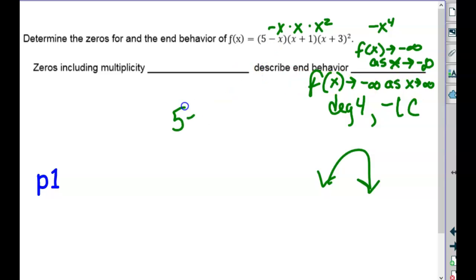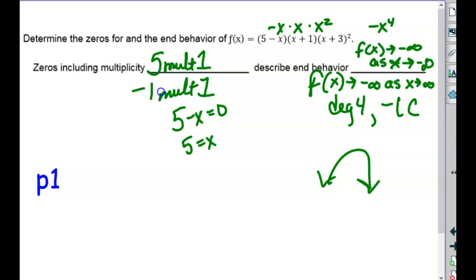Be careful, 5 minus x equals 0 would mean a positive 5, multiplicity 1, a negative 1 from this one, multiplicity 1, and then a negative 3, multiplicity 2.